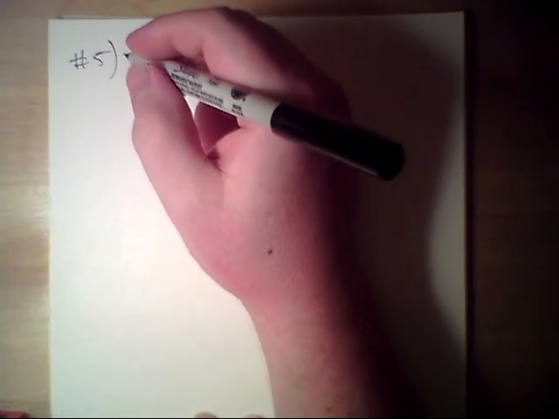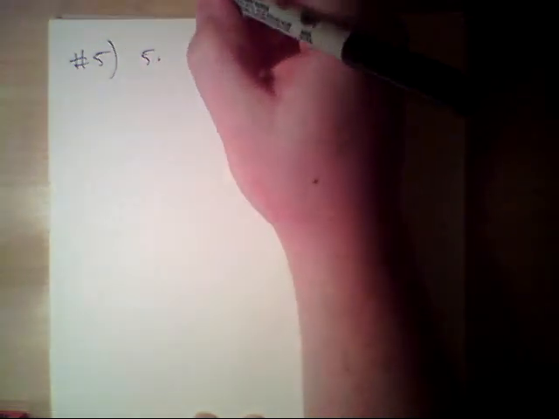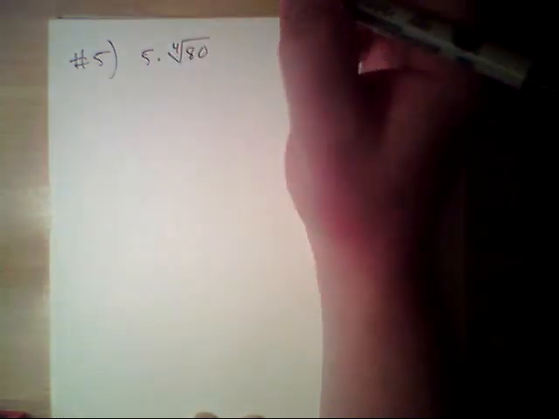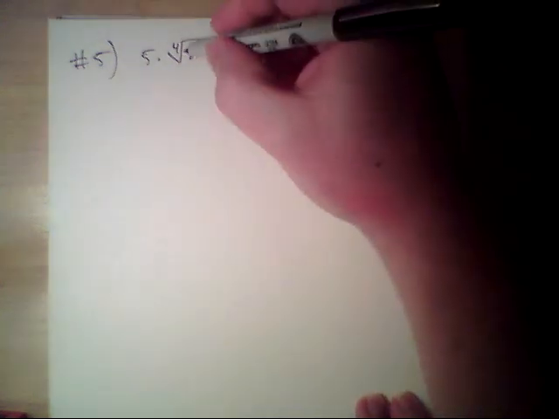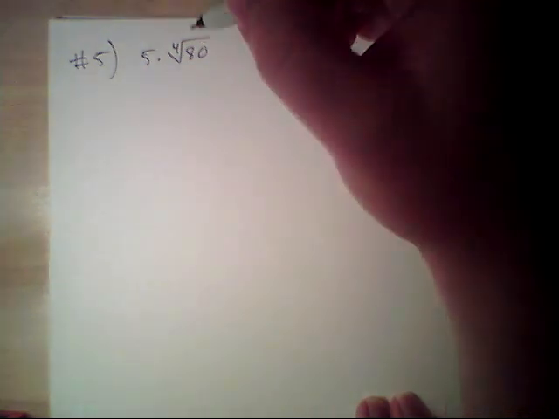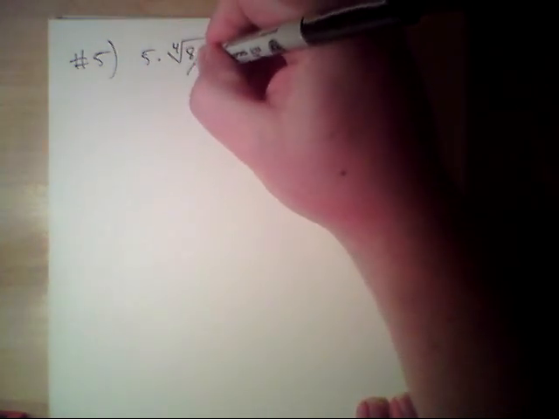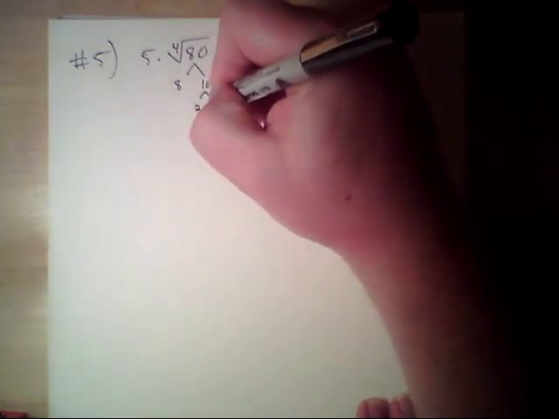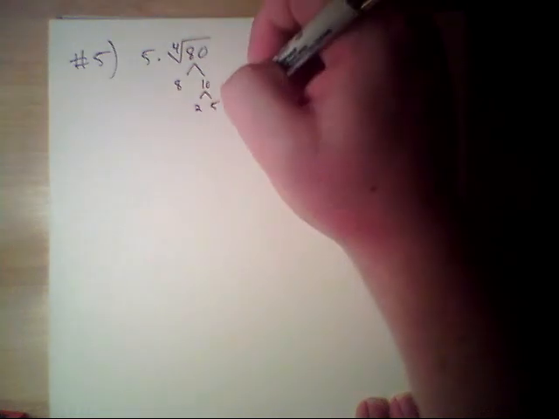Okay, number 5. Let's make sure we're in view here. And we are. We have 5 times the fourth root of 80. Okay, let's see if we can break this down a little bit more. Let's start by dividing this whole thing by 8 and see what happens. So this turns into 8 times 10. 10 is 2 times 5. Those are both prime numbers, so we factored that completely.